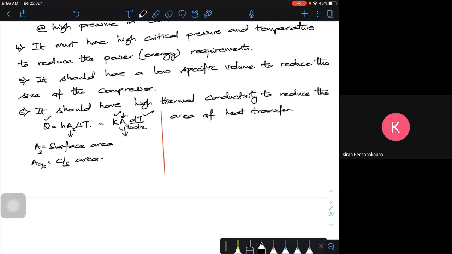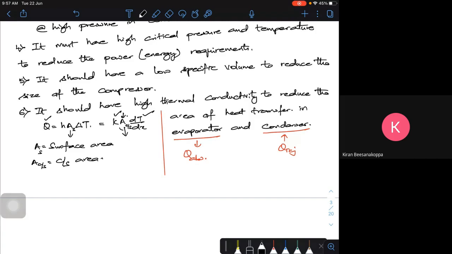There are two devices where heat transfer is happening: one is the evaporator and the other is the condenser. One is absorbing heat, here it is heat absorbed, and here it is heat rejection. For both cases, if I have a refrigerant with high thermal conductivity, the size of the evaporator and condenser, the area I'm looking at, will become smaller.